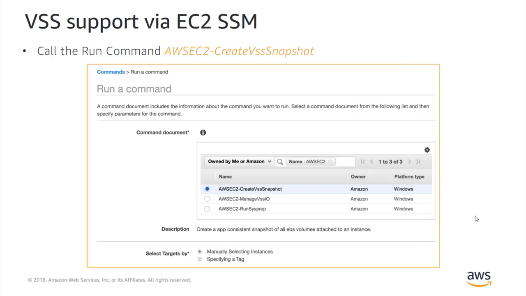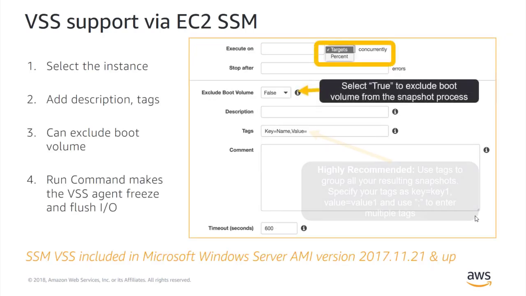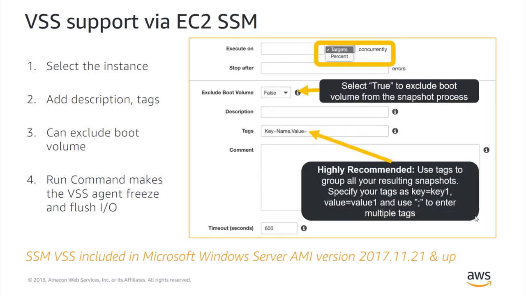You can do this from the AWS Management Console, the CLI, a custom PowerShell script, or even a Lambda function. When you're ready to run the command, you specify the instance to run on and any tags to be applied to the snapshot. You can also choose to exclude the boot volume from the snapshot process. When the run command is executed, the VSS agent running on the Windows instance will stop and will flush all I/O from the application prior to creating the snapshot to ensure a fully consistent snapshot is created.